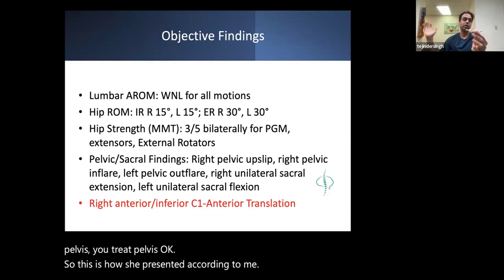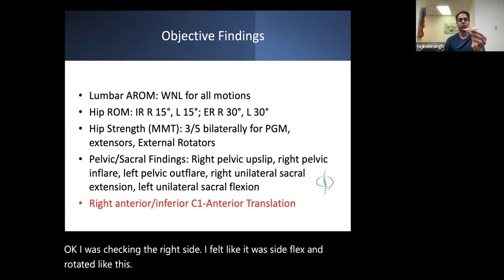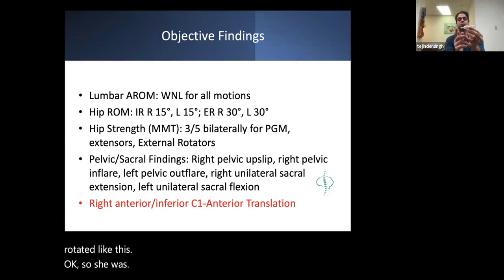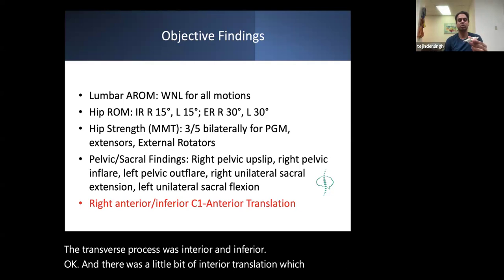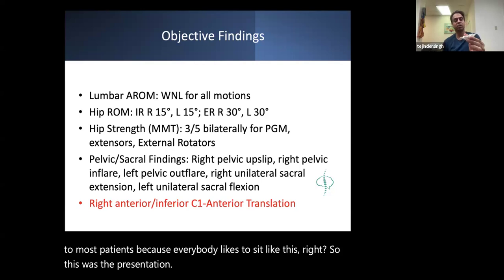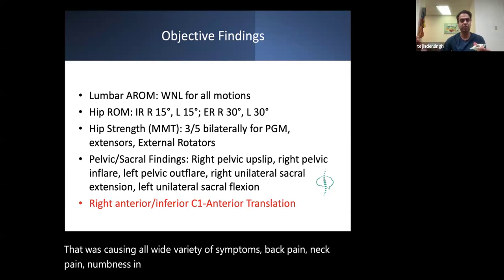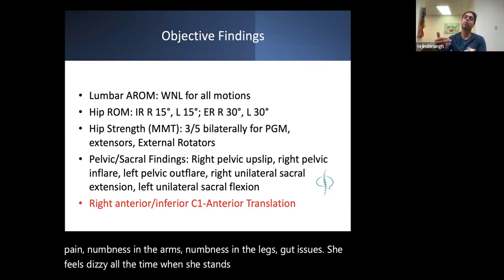I was checking the right side. I felt like it was side-flexed and rotated like this. The transverse process was anterior and inferior. There was also a little bit of anterior translation, which happens to most patients because everybody likes to sit like this, right? So this was the presentation that was causing a wide variety of symptoms: back pain, neck pain, numbness in the arms, numbness in the legs, gut issues. She feels dizzy all the time when she stands up.